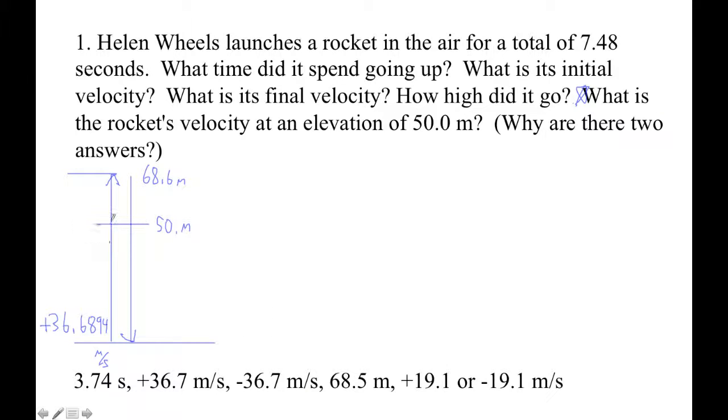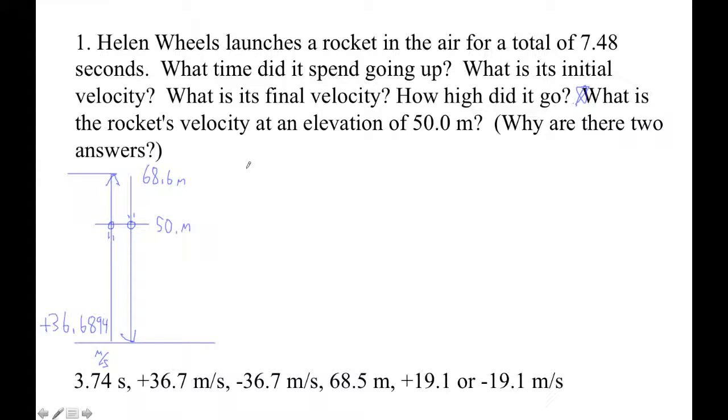So what we're going to do is solve for the final velocity at an elevation of 50 meters. Of course, there's going to be two answers because it passes that on the way up and the way down. Here it's going up, here it's going down, so there'll be a positive and a negative answer. So how can we have a mathematical formula that gives us two answers? The answer is very simple. You just might not have paid attention to it in math class.